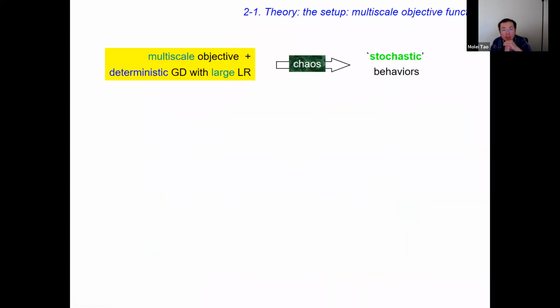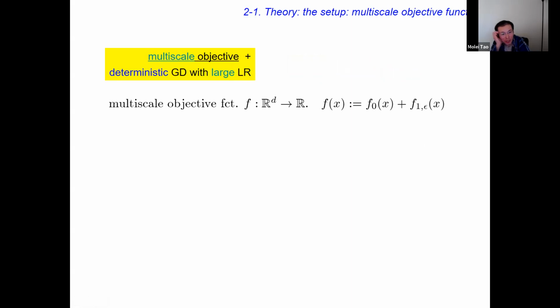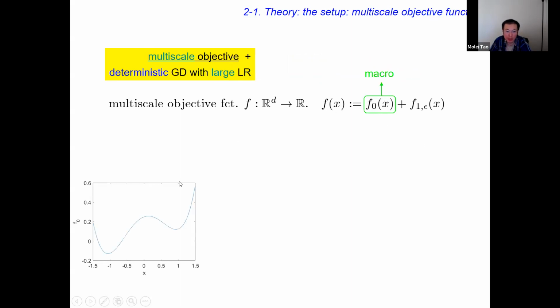So what's going on? We do have a theory, and the theory is rather precise. It's saying that if your objective function is multi-scale and you use a large learning rate, then the deterministic dynamics of gradient descent actually is chaotic. And that's why you see stochastic-like behavior. Let me explain what I mean by a multi-scale objective function. I require my objective function to be the sum of a macroscopic potential, which, for example, could look like this, plus a microscopic potential that is indexed by a small parameter epsilon.